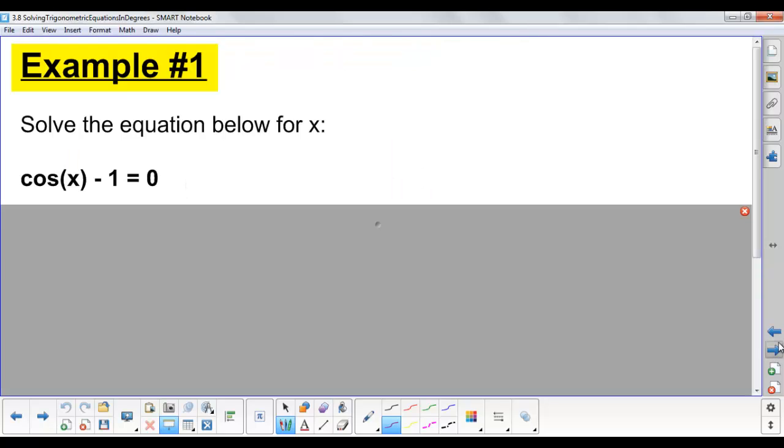So for our first question, I want you to treat it as if it was some linear equation. When you're trying to solve, let's say, x minus 1 equals 0, what you would do is take the 1 and move it to the other side. So kind of the same idea here. The first thing we're going to do is take that 1 and move it to the other side. So cos x equals 1.